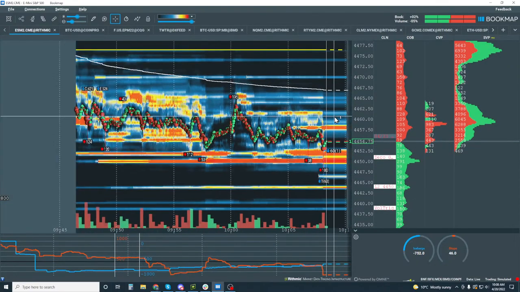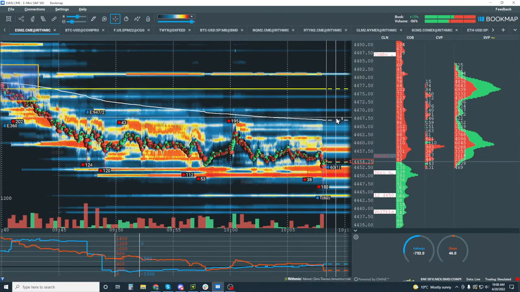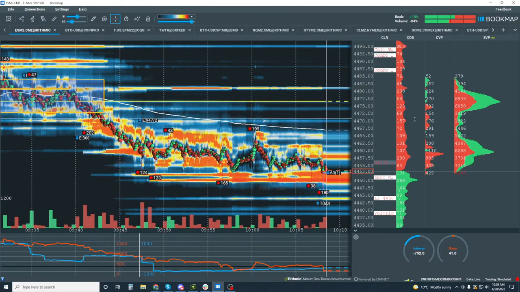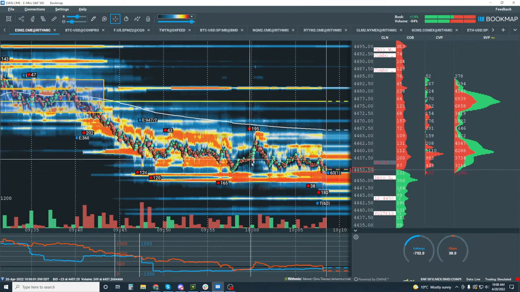So regarding pullbacks, where are some good areas to look for pullbacks? What do we typically look for in pullbacks?